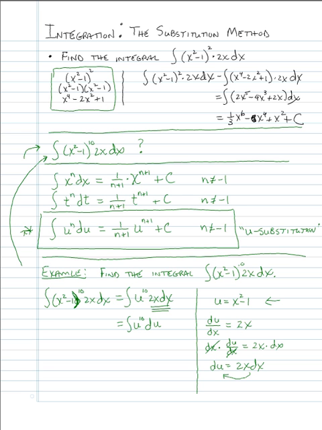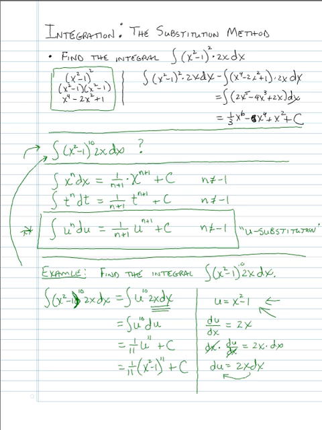Now, we know how to integrate u to the 10th with respect to u. What is that? Well, we increase the exponent by 1, so it's an exponent of 11 now. We have the factor, which is the reciprocal of that new exponent, in front, and then, of course, plus our constant of integration. But to finish this, we really need to put back the value of u. And remember, u is nothing more than x squared minus 1. So this becomes 1 over 11 times x squared minus 1 to the power 11 plus our constant of integration.